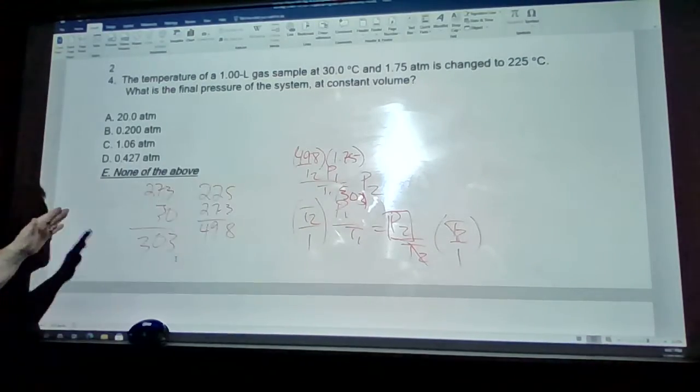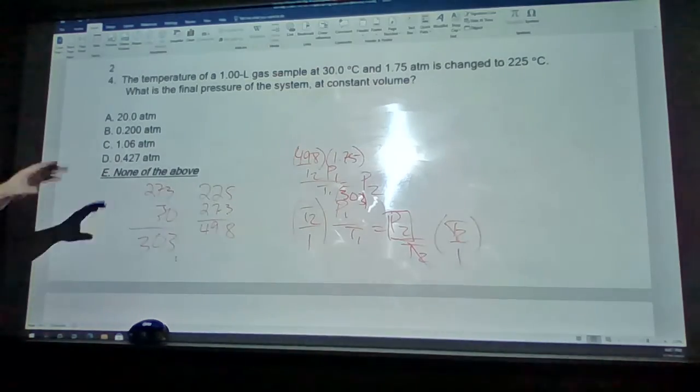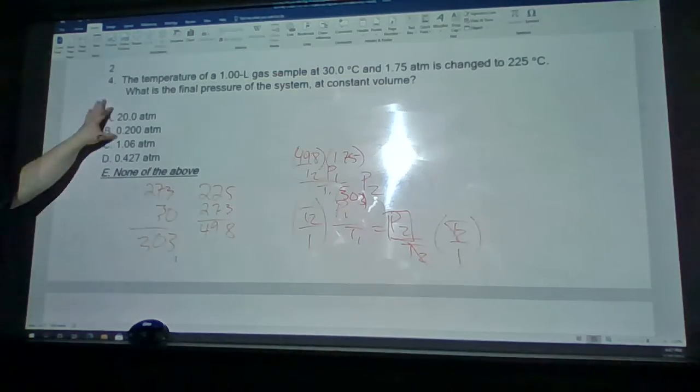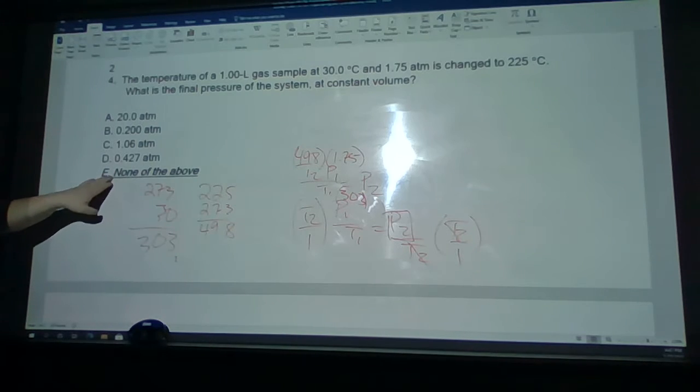So it's 498 times 1.75 divided by 303. The answer numerically is not provided amongst all these. So the correct answer here is E, none of the above.